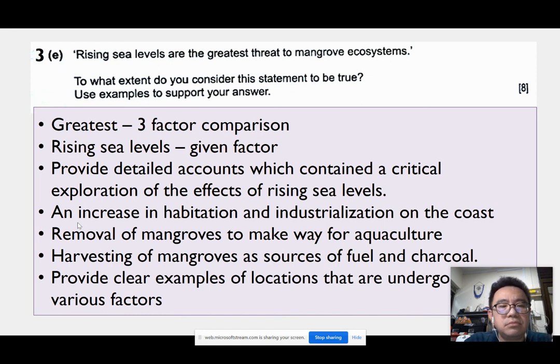So that's 3E. With this, we have covered the two open-ended question types for the 2019 Core Geography Paper 1.